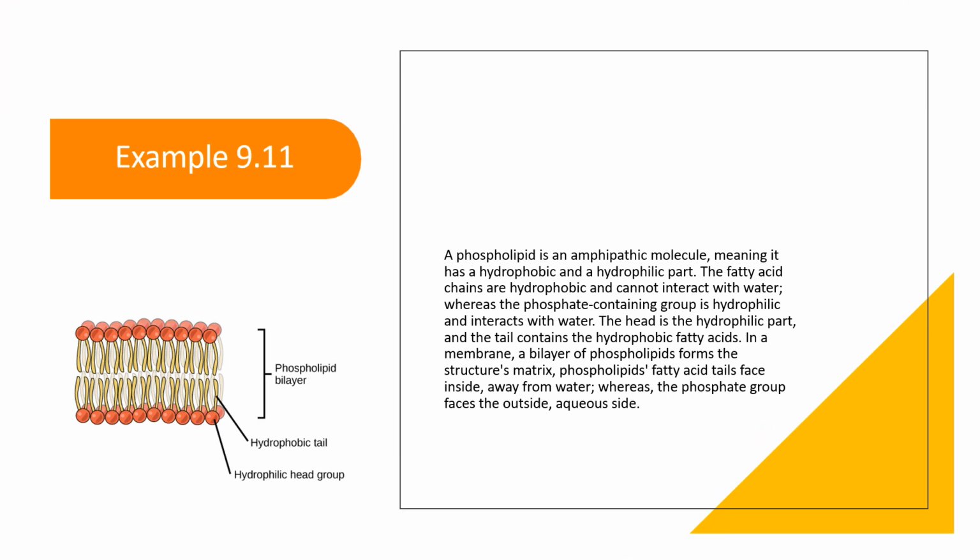A phospholipid is an amphipathic molecule, meaning it has a hydrophobic and a hydrophilic part. The fatty acid chains are hydrophobic and cannot interact with water, whereas the phosphate-containing group is hydrophilic and interacts with water. The head is the hydrophilic part, and the tail contains the hydrophobic fatty acids. In a membrane, a bilayer of phospholipids forms the structure's matrix. Phospholipids' fatty acid tails face inside, away from water, whereas the phosphate group faces the outside aqueous side.